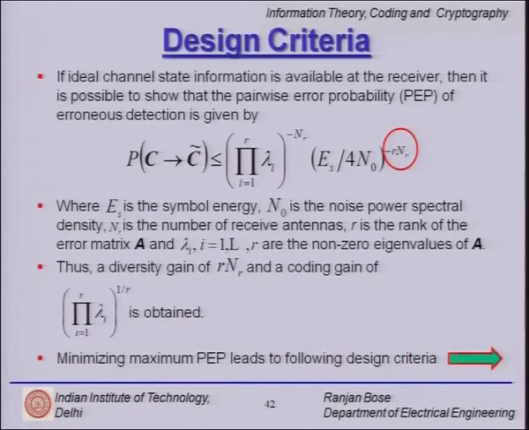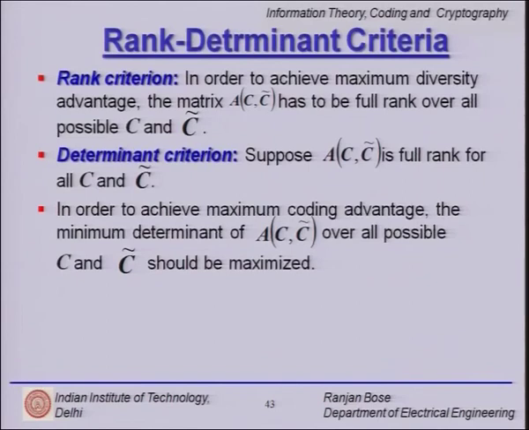Now, with this expression we can formulate the rank determinant criteria. What does the rank criteria say? In order to achieve the maximum diversity advantage, the matrix A(C, C tilde) has to be full rank, because R was the rank. So, we have to design C and C tilde such that this is full rank. And suppose A is full rank, then in order to achieve the maximum coding advantage, the minimum determinant of A over all possible C and C tilde should be maximized. This is known as the rank determinant criteria.